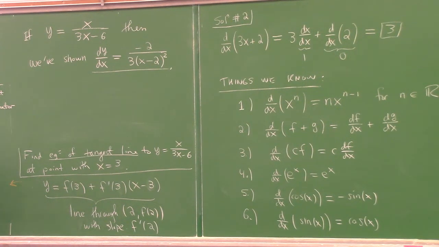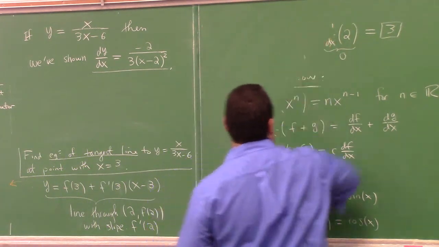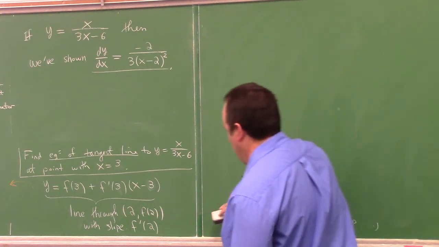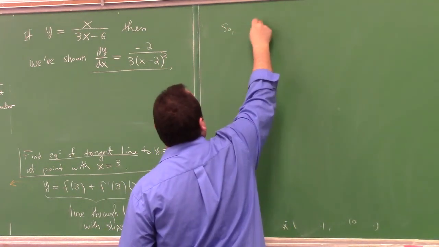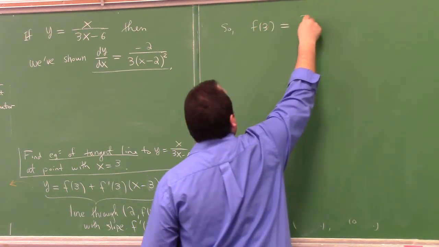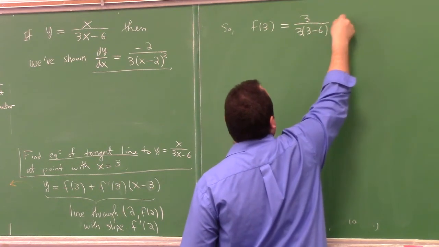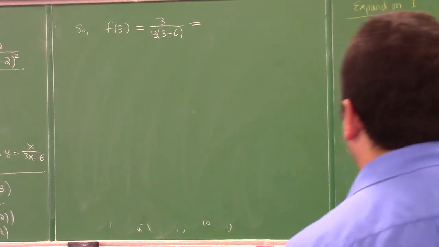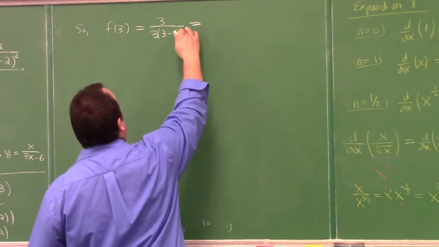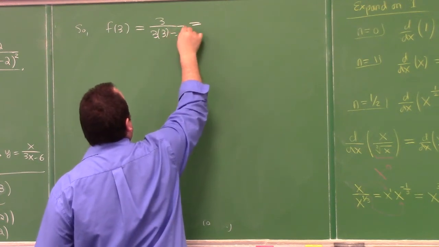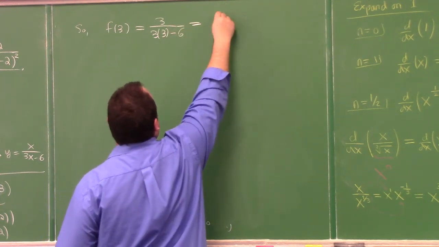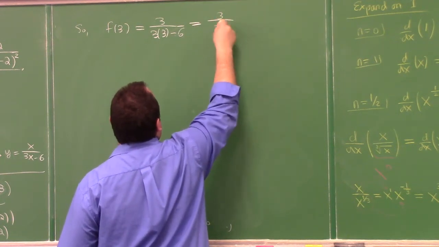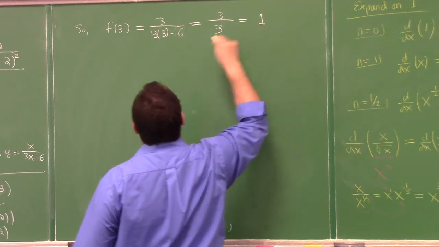F of 3. Okay, so f of 3, what's that equal to? 3 over 3 times 3 minus 6, whatever that is. Yeah, plug it in. I can't do math. Look at this. There's no parentheses. Parentheses is totally bogus. 9 minus 6, which is 3. So f of 3 happens to be 1. Yeah, it is a good number.